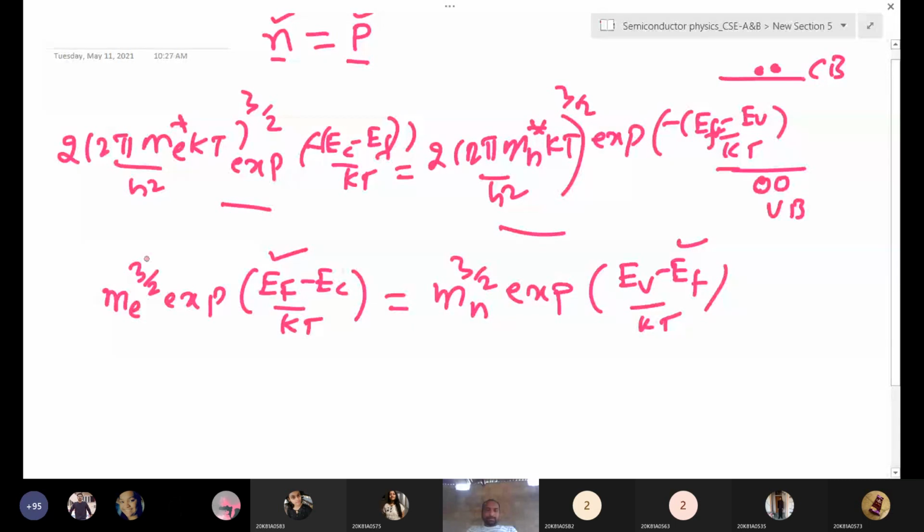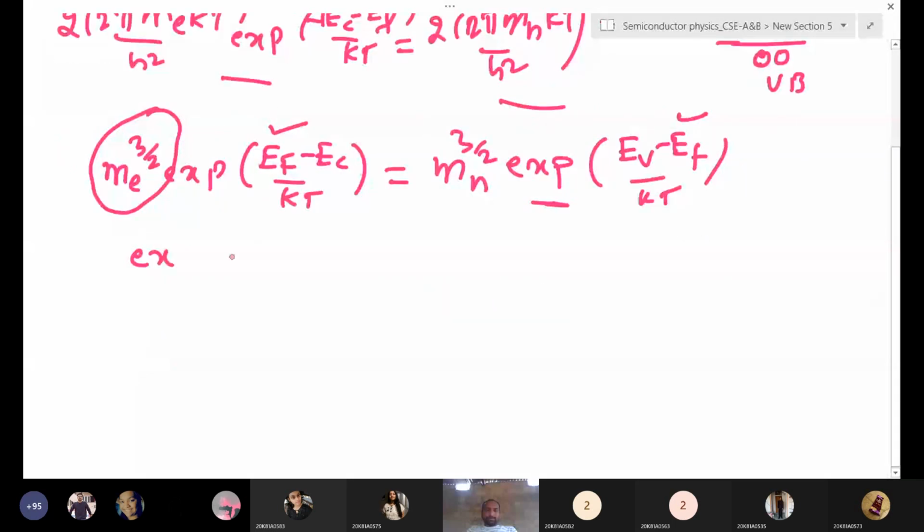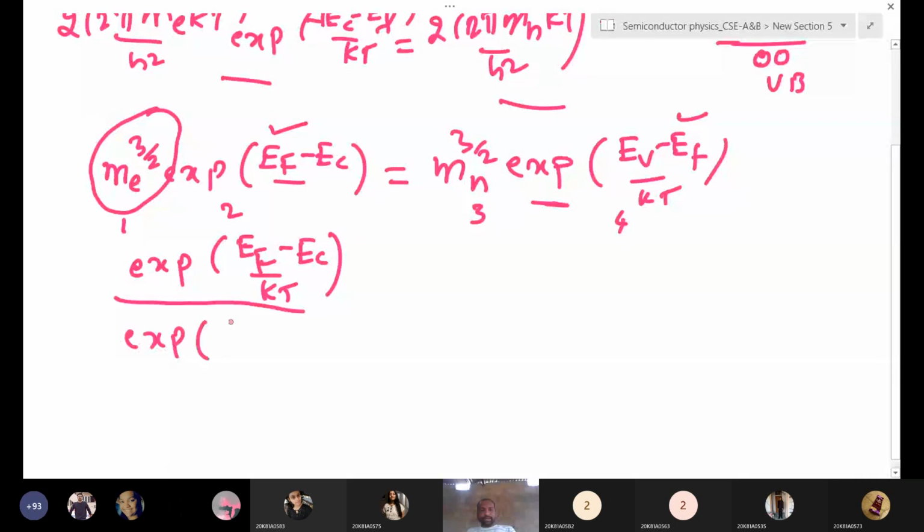So this is a very simple calculation, you can easily do it. This one, exponential of (Ef minus Ec) by kT, first term, second term, and here the fourth term. I am bringing the fourth term to the left hand side. Then here you can write it this way: exponential of (Ev minus Ef) by kT, and on the right hand side we have mh by me. Here both are having the same power, so we can write 3 by 2.